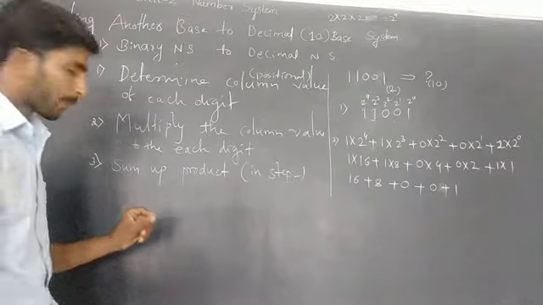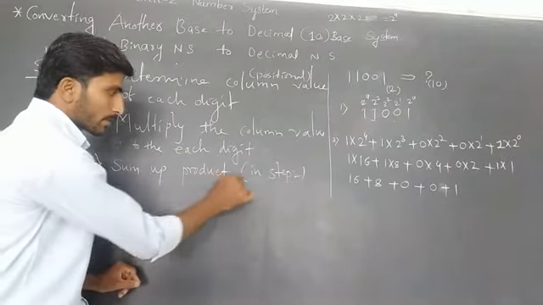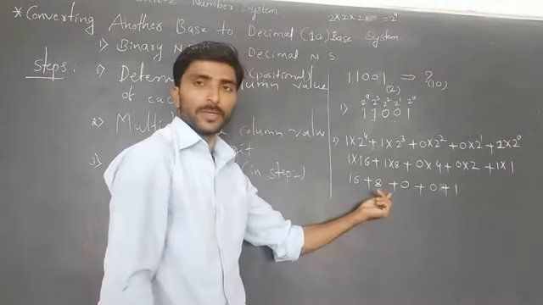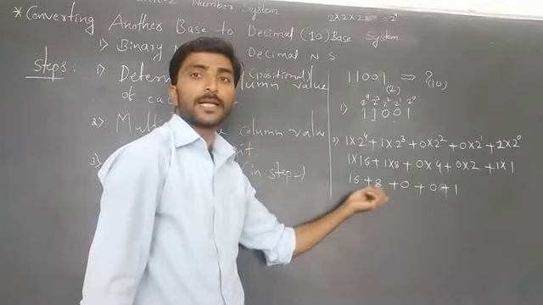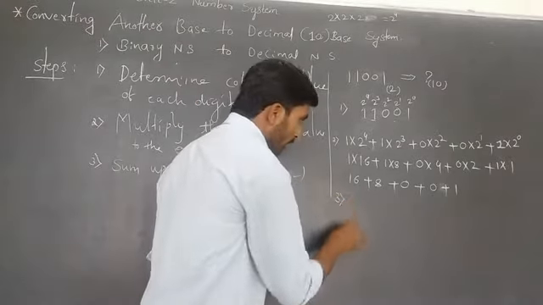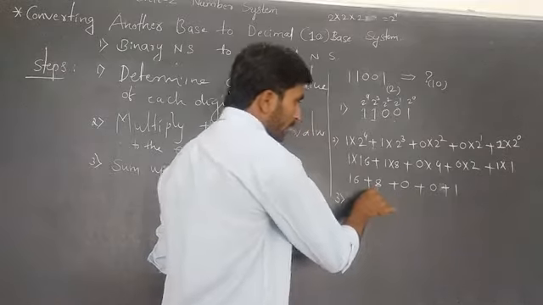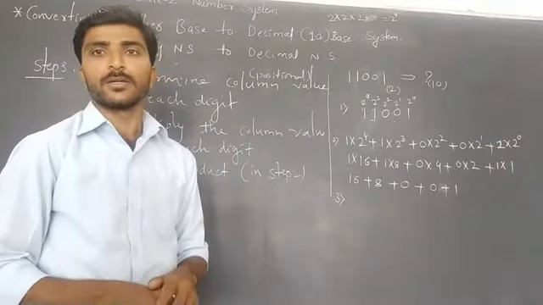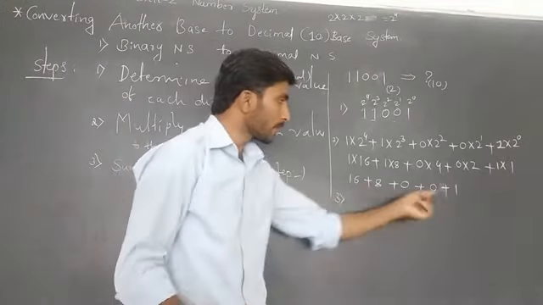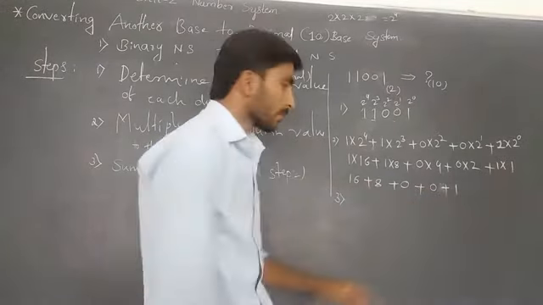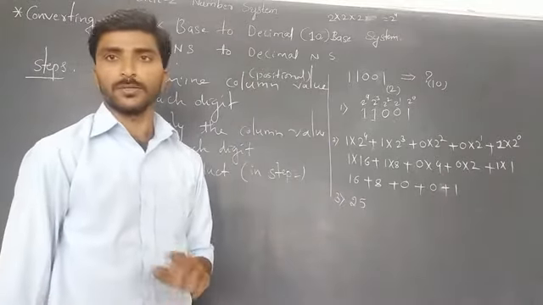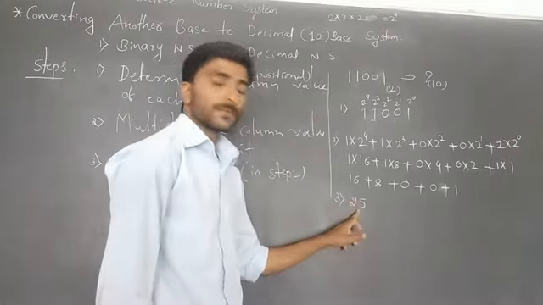Then after that, third step. What is the third step here? Sum up the products in step 2. Whatever product values you get, add those values. That is the third step. Okay? So the third one is 16 plus 8. 16 plus 8, how much? 24. 24 plus 1 is 25. Okay? 25. Right? 25. This is the decimal number.